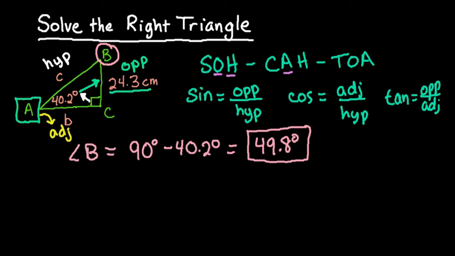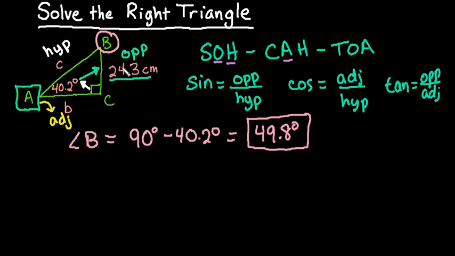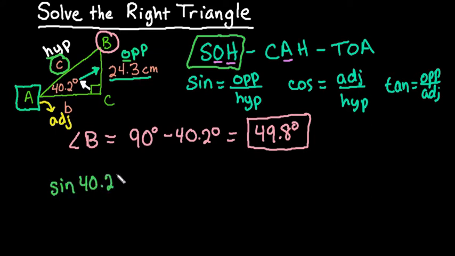All right, so now we are going to solve for our two missing sides. Again, there is more than one way to do this, so it's just a matter of how you want to do it. What I'm going to do first is find the hypotenuse. To find the hypotenuse, I know the opposite and I know the hypotenuse, so that tells me I'm going to use sine. So I can say that the sine of angle A, which is 40.2 degrees, is equal to the opposite side, 24.3, divided by the hypotenuse.